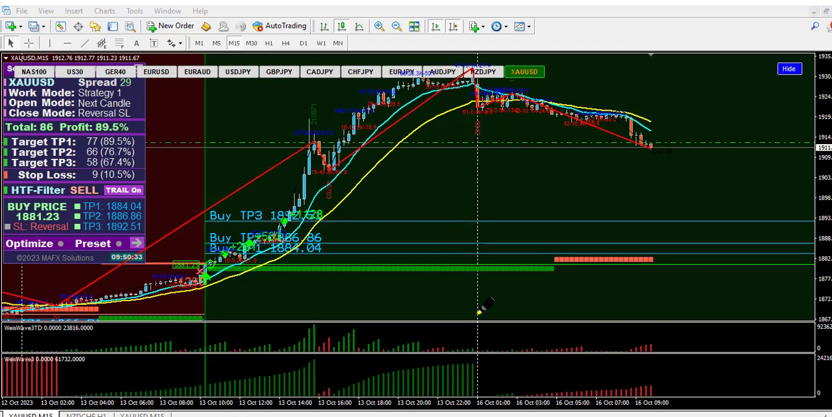And the other indicator I added to this particular chart is this indicator. So once both are in agreement also with this particular indicator on the main chart, then I place my trade.